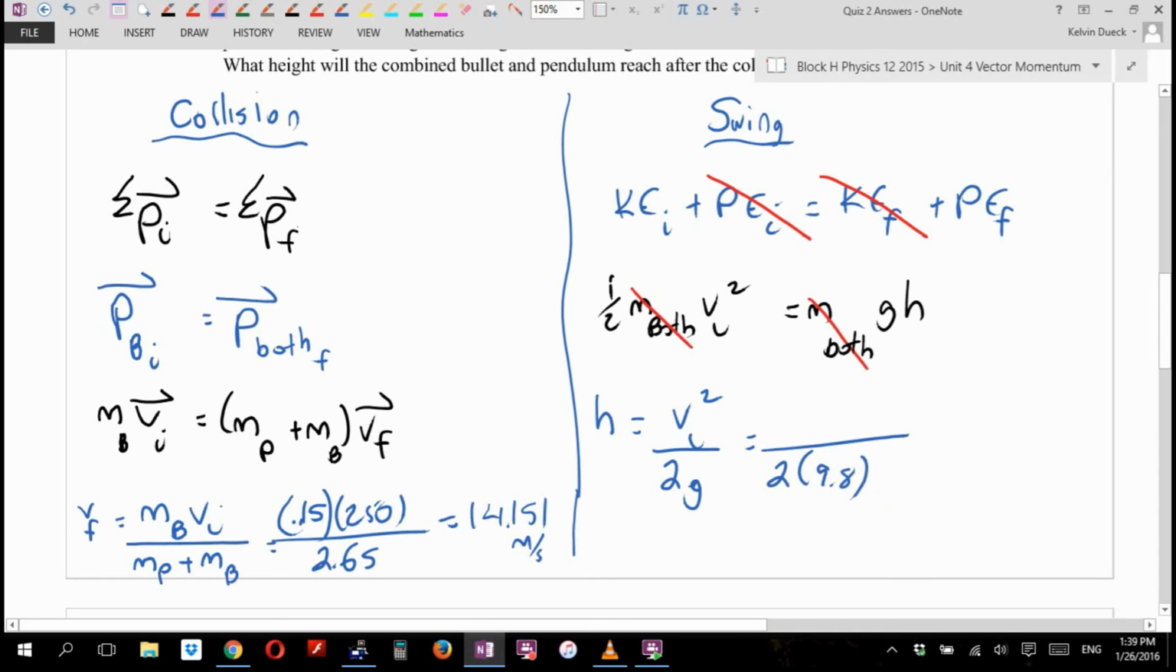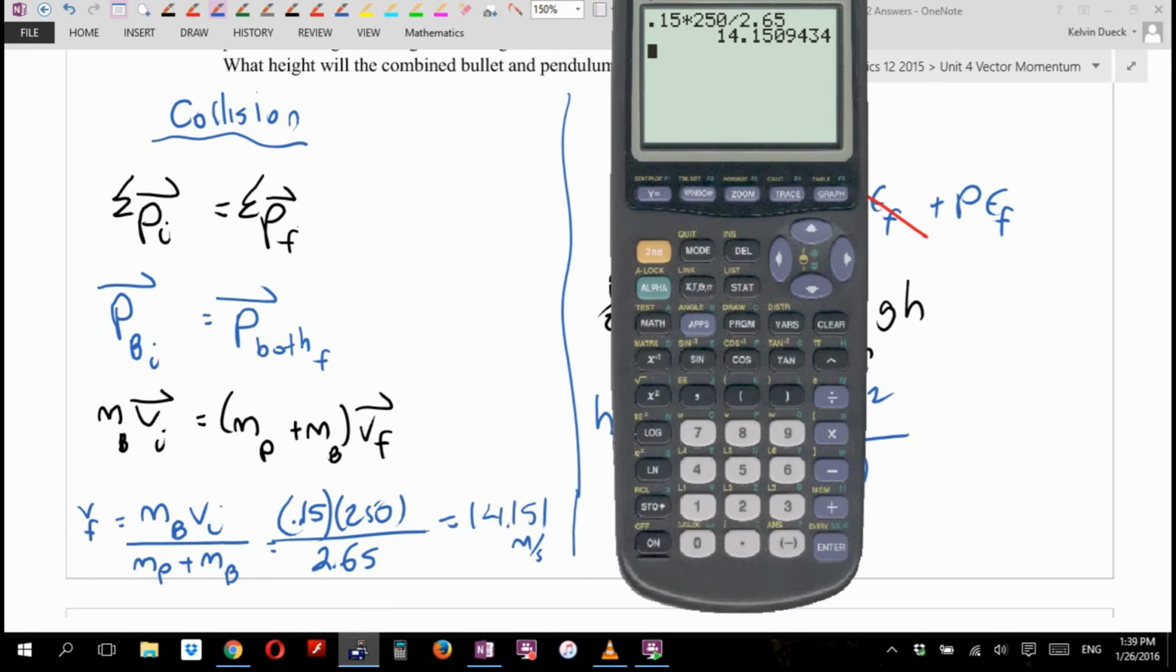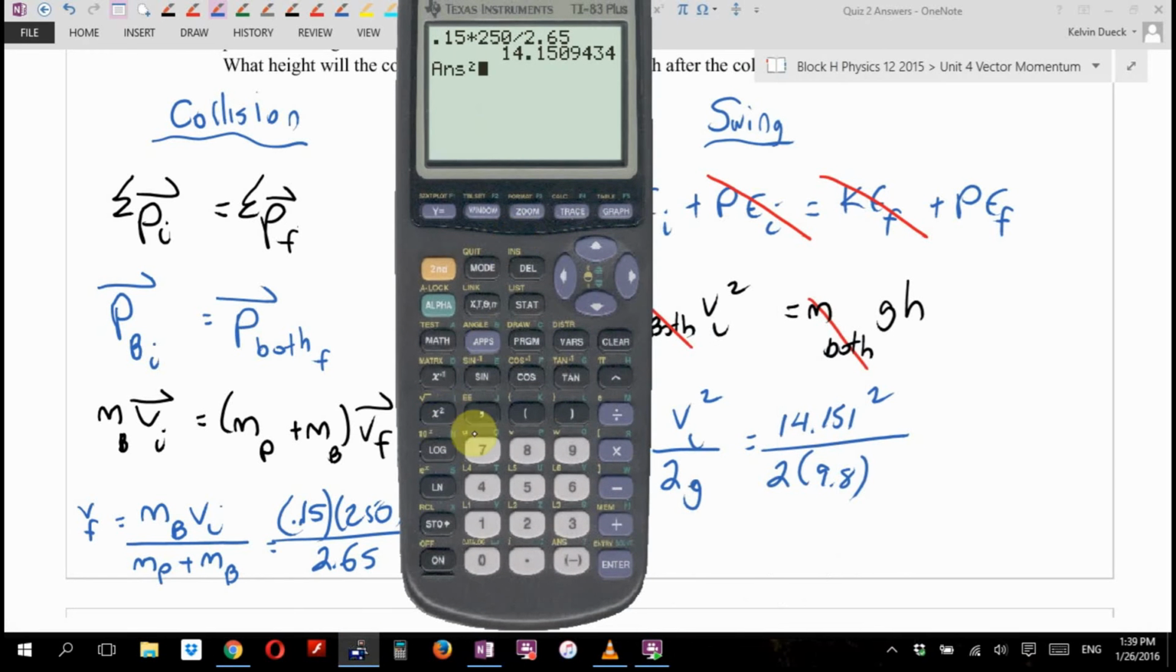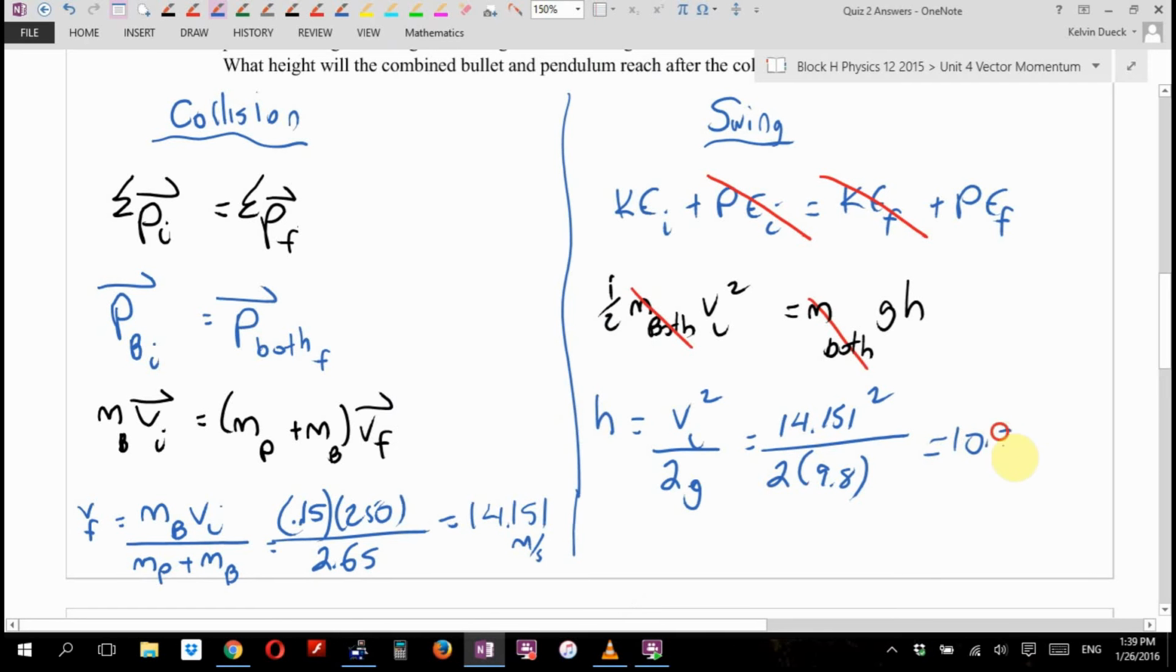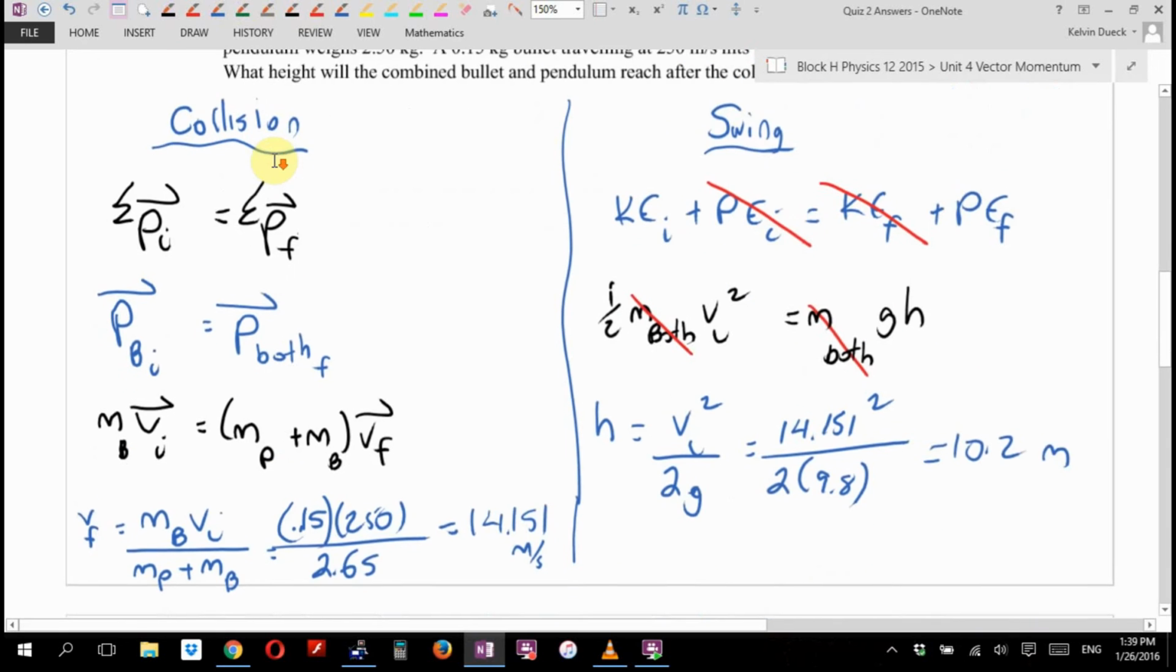What the heck is v initial? It's 14.151 squared, because that number, although it's the final velocity after the collision, is the initial velocity of the swing. Squared divided by 2 times 9.8. You get 10.2. I'd take like 10.1 and 10.3, but 10.2, yes? Meters. If you got that, 4 out of 4.